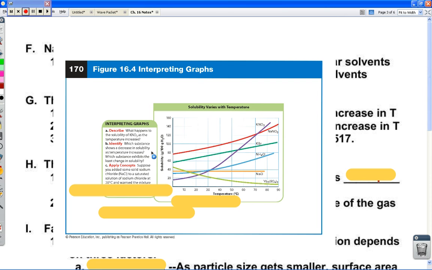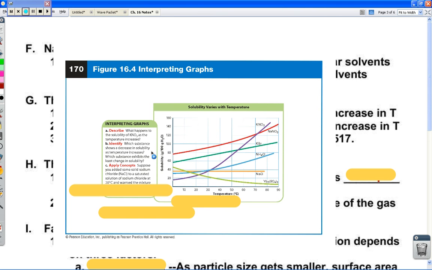On the bottom part of your graph, you've got temperature going across the bottom, and then you've got the solubility, which is in grams per 100 grams of water. So in other words, it's a certain amount that you can dissolve into a certain amount of water. All of these are going up except for salt, which kind of goes straight across. It doesn't change. You can only dissolve so much into every 100 grams of water.